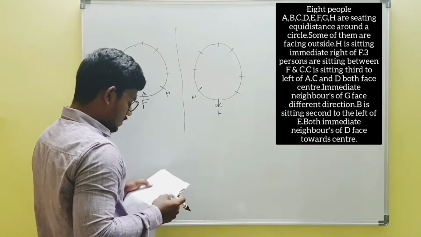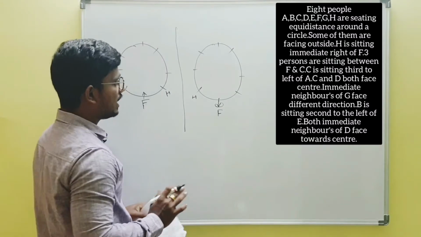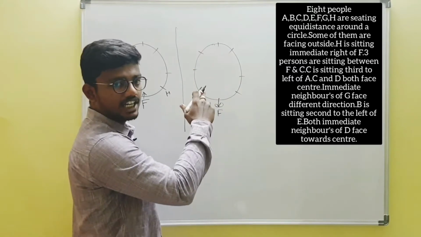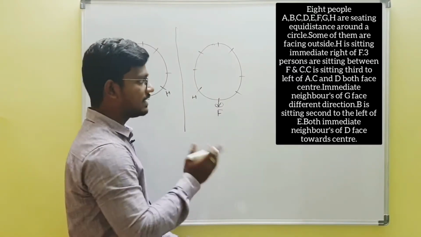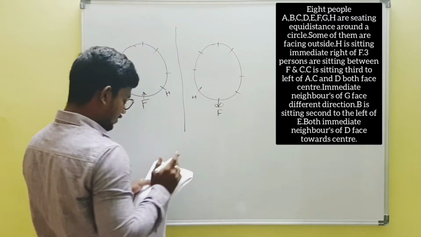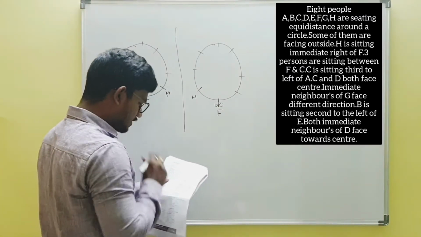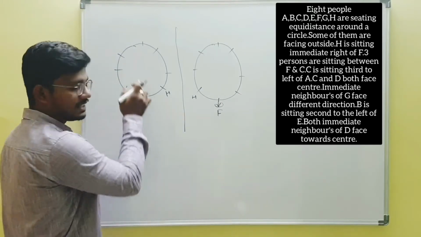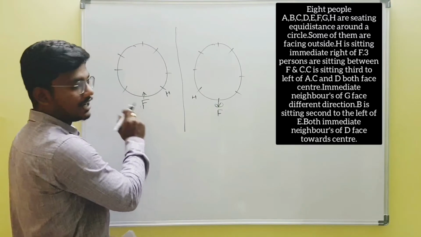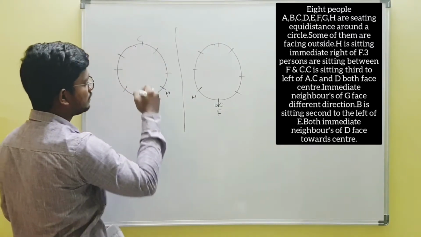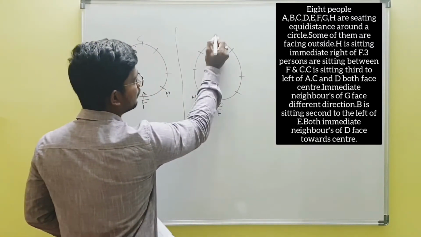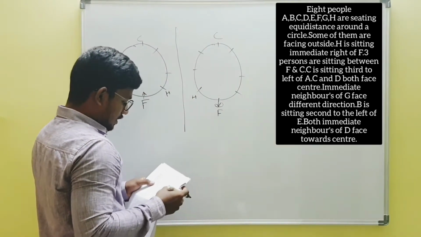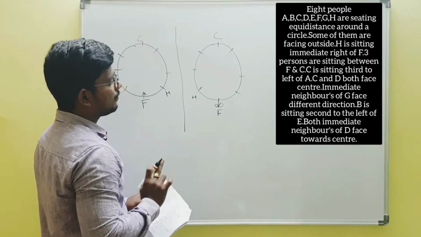3 persons are sitting between F and C. He has not given any direction. In an 8 member seating arrangement, if 3 members are sitting in between, it means the person is exactly opposite to the other person. So C is exactly opposite to the person F. C is placed opposite to F, and we don't know the direction of C, so I am leaving it.